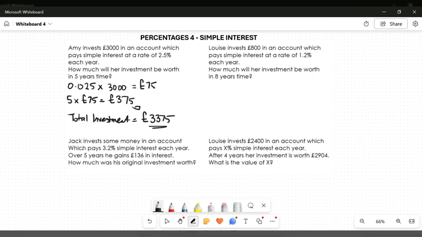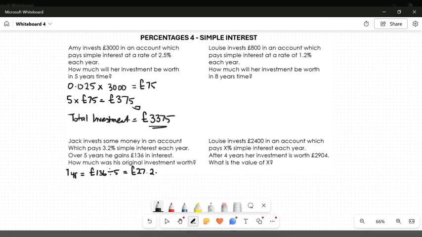Right, so a slightly different one here. Jack invests some money in an account which pays 3.2% simple interest each year. Over 5 years, he's gained £136 in interest. So this time we want to work out the original amount. We know the interest, £136, and that's been gained over 5 years. So in 1 year, we do 136 divided by 5, because that's a 5-year total. 136 divided by 5 is £27.20.